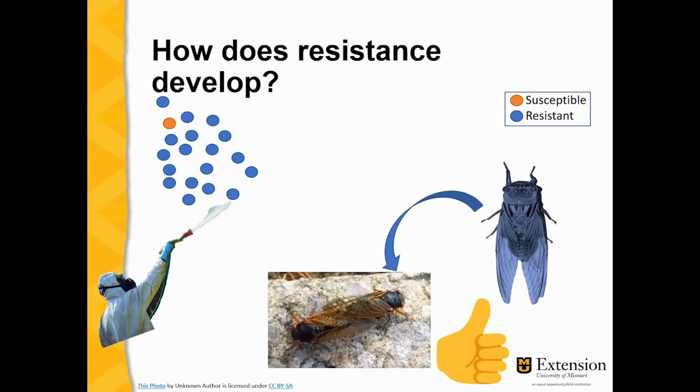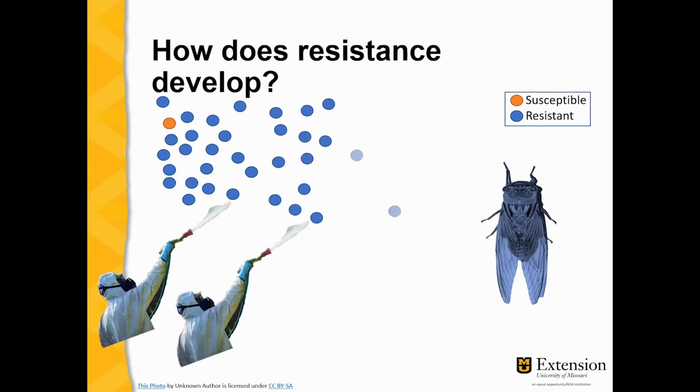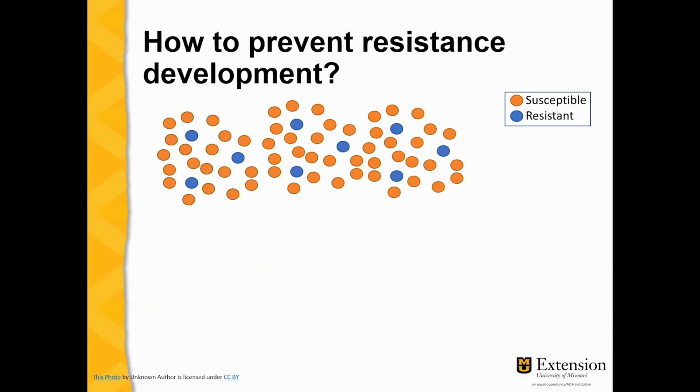And we're giving the resistant individuals the chance to mate and reproduce again. So what happens is that if we keep using the same pesticide, this resistant variety is just going to keep reproducing, and we're going to have less control over these populations. And we're just going to get rid of the susceptible ones. So how do we prevent this from happening?